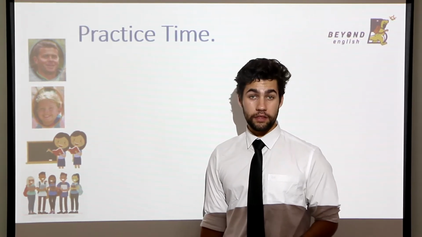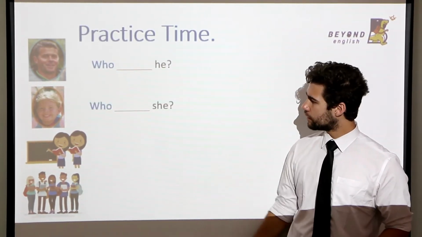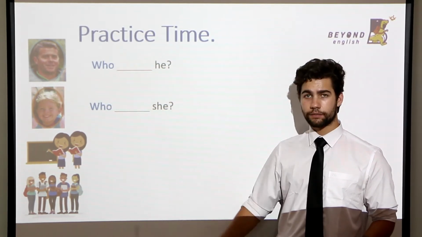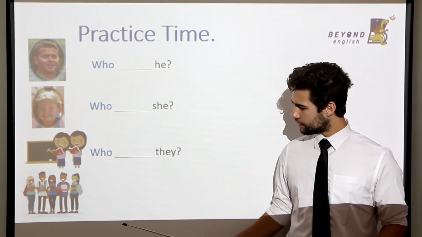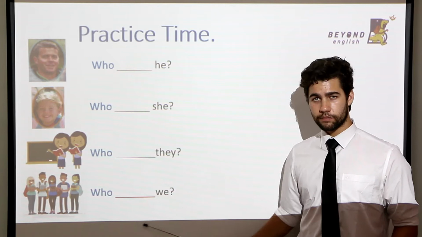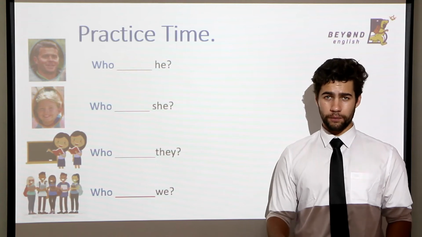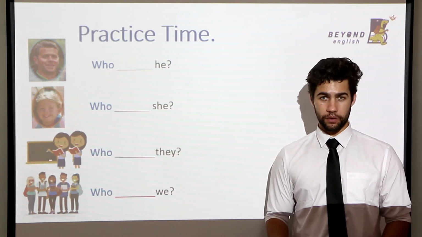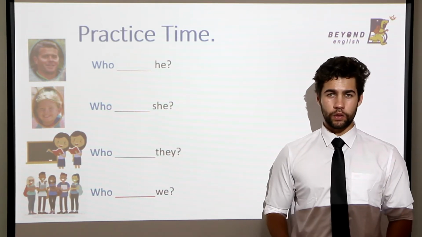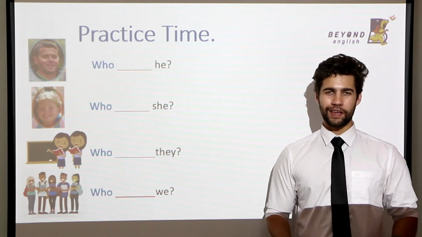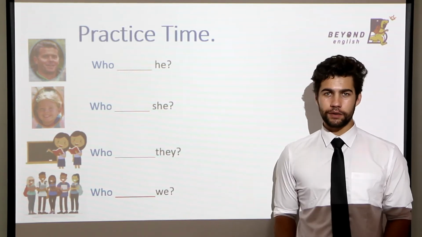Okay, let's keep moving. So, let's look at some sentences. Who? He. Who? She. Who? They, and who, we. You need to write the correct form of the verb to be. So, am, is, are. You have 1 minute to write down the answer, and then we'll check to see if you got it right. Okay, pause the video and practice.